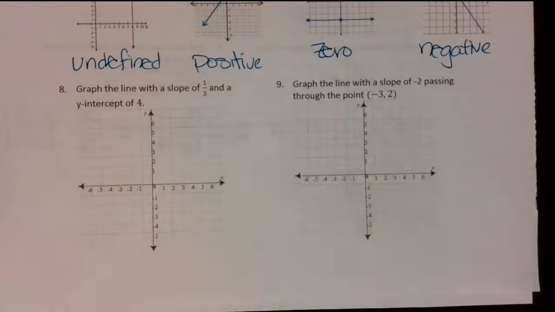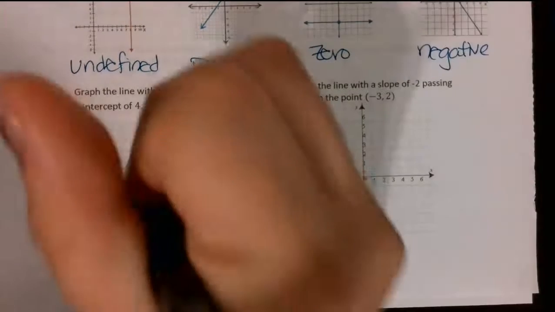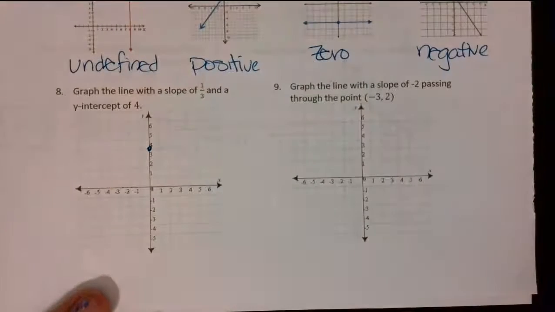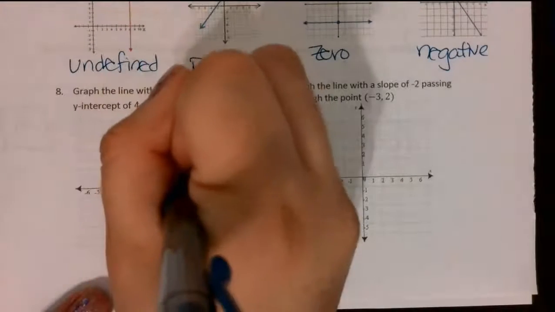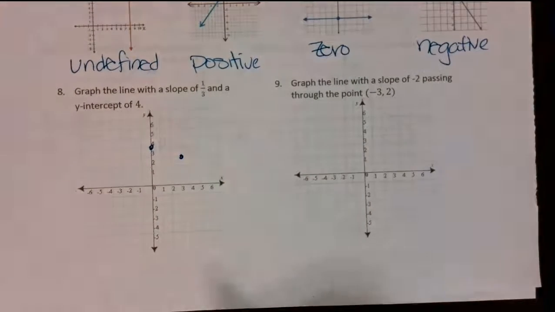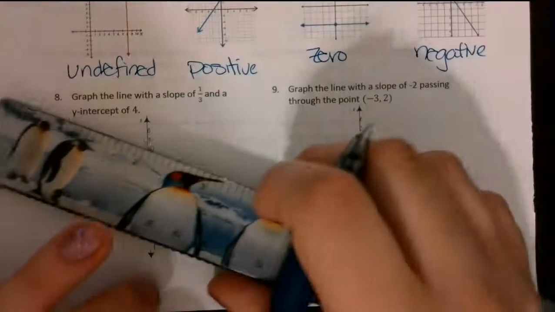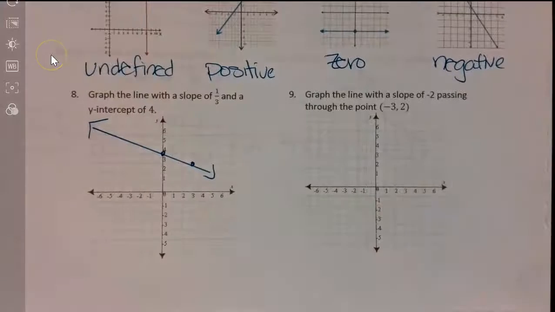Number 8 wants me to graph the line with a slope of 1/3 and a y-intercept of 4. So I'm going to start with my y-intercept. And since I know my slope, I'm going to go down 1 over 3. And then I just connect my 2 points. Okay. Once I have that graphed, I am good.